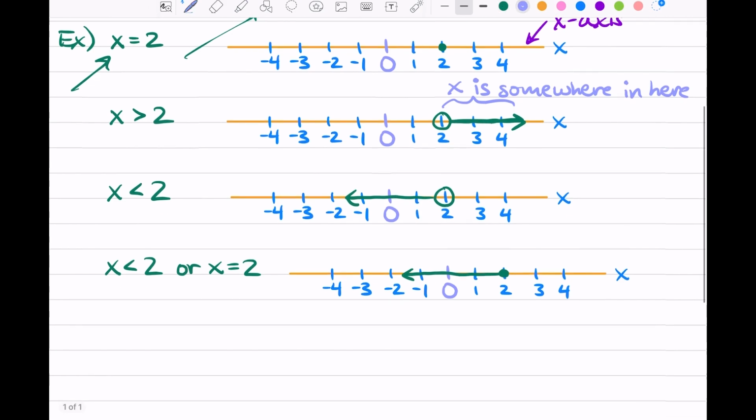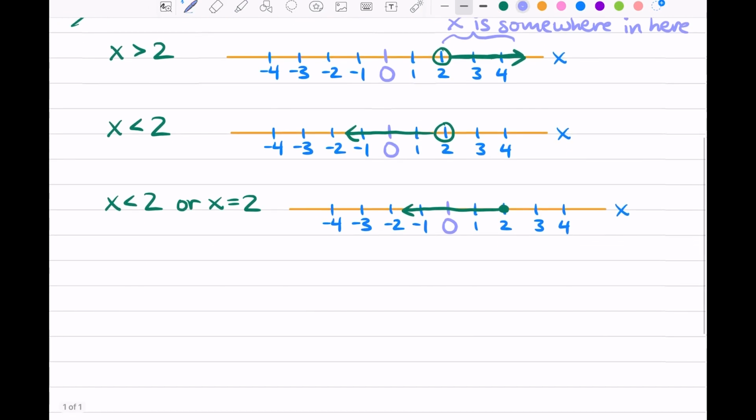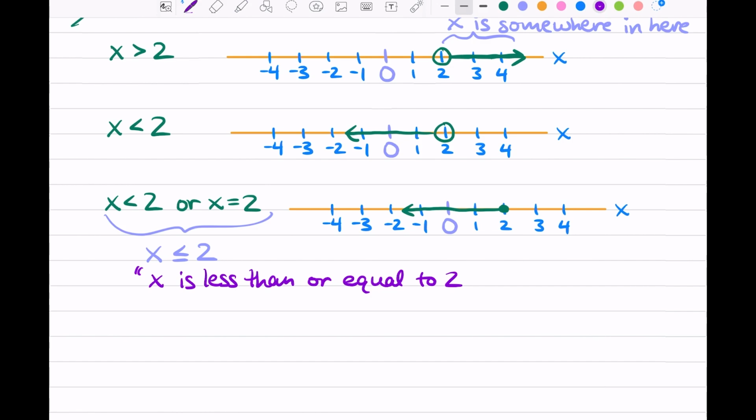And if you see x is less than 2 or equal to 2, oftentimes in math we'll condense that and just say x is less than or equal to 2. So that's the common notation. X is less than or equal to 2. Less than or equal. That's what that notation right there is saying.